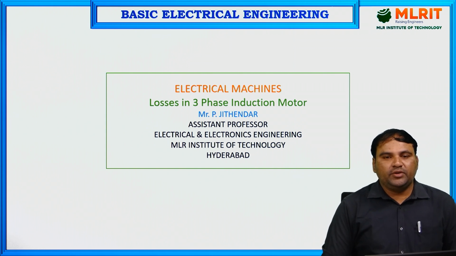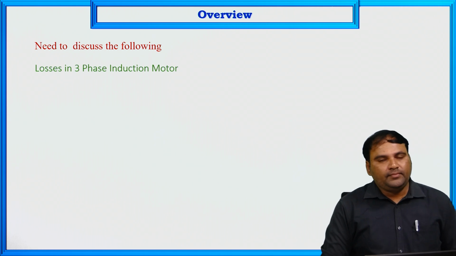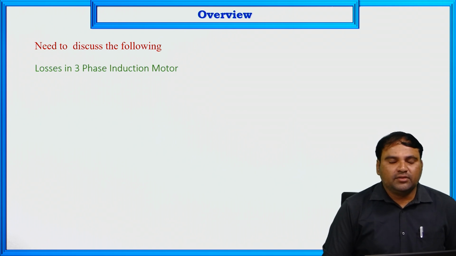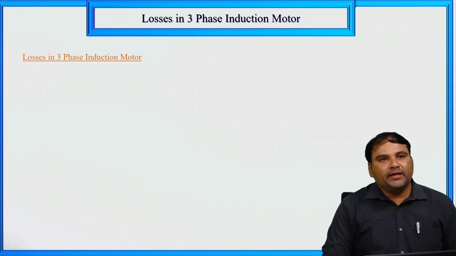So in today's video session, I am going to discuss the losses in a three-phase induction motor. Basically, the losses of the DC machine are the same as the losses in the three-phase induction motor, but the terms are changed. In a DC machine we have copper losses, iron losses and mechanical losses. If it is a transformer, only two losses are there, that is copper losses and iron losses. And for the three-phase induction motor, we have two types of losses.